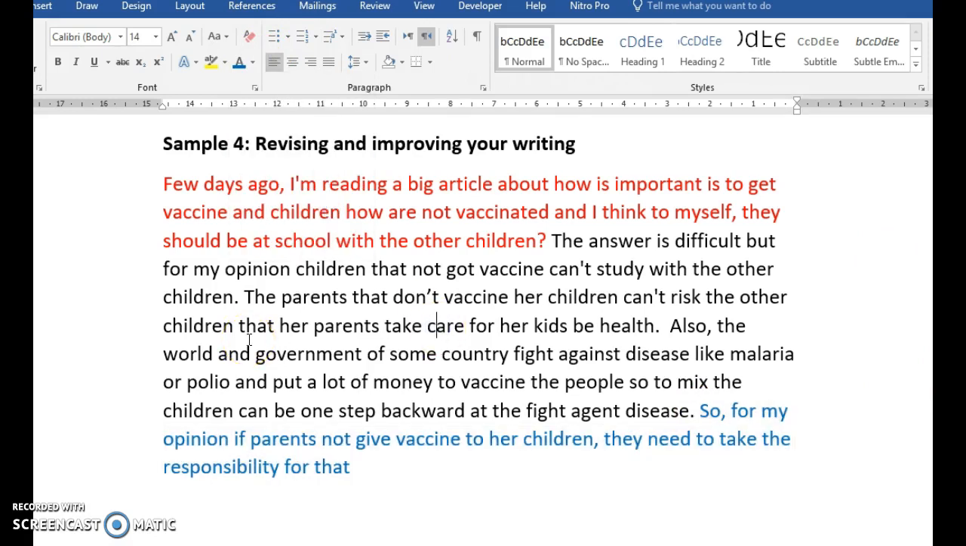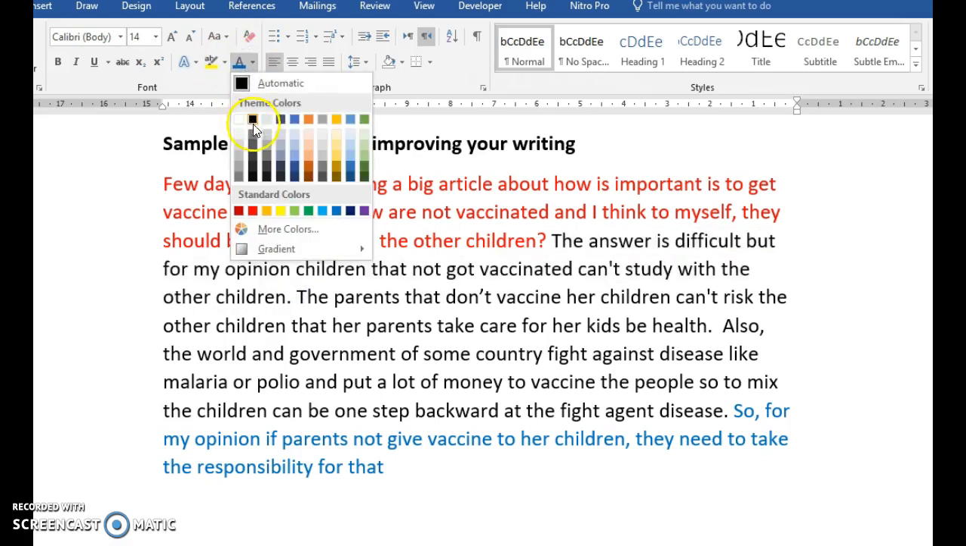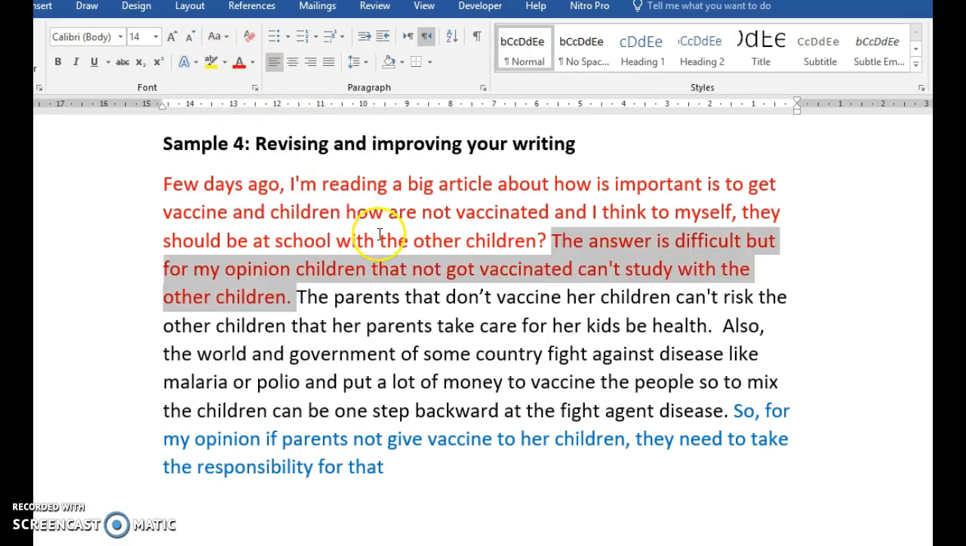So what do I say? Yes, it's organized. So number one, I've got it organized. I've got support here in the middle. Got my conclusion. And now I have to go and say, does it have enough connectors? The answer is difficult, but for my opinion, children that are not vaccinated, let's fix that already, can't study with other children. So what do we see here? Well, this is actually part of that. And I said, that's pretty long. Maybe I can shorten that in some way.